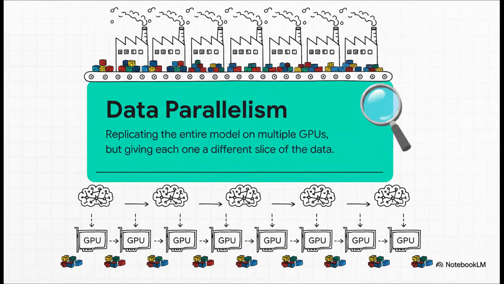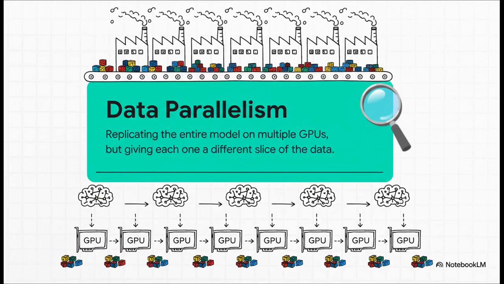So the most straightforward way to do this is something called data parallelism. Picture it this way. You have 10 identical factories. You give each factory the exact same blueprint, that's the AI model, but you give each one a different pile of raw materials to work on. So here, every single GPU gets a full copy of the AI, but it just chews on a different chunk of the training data. It's simple, and it works.